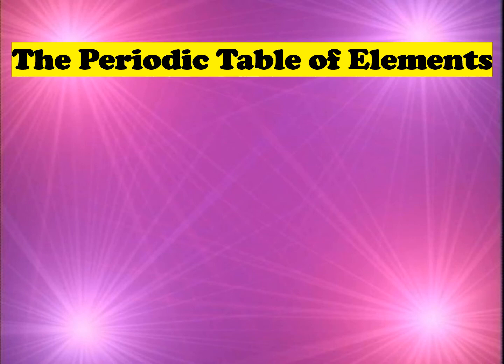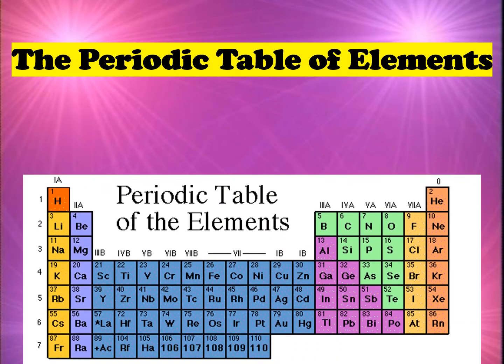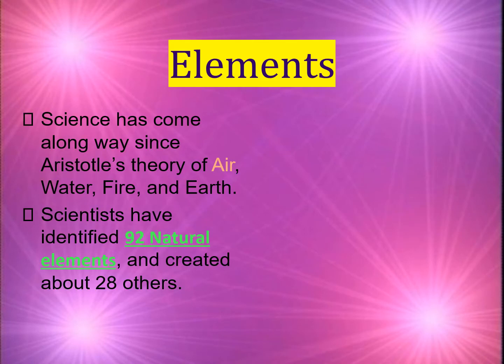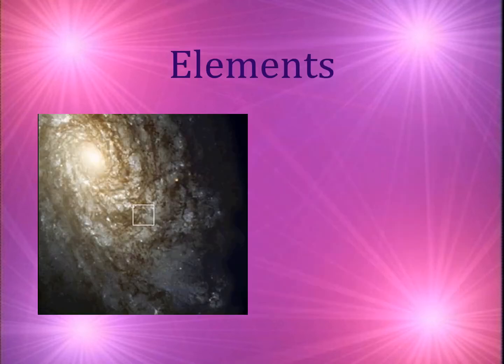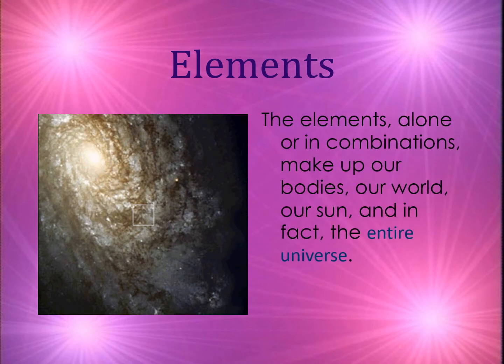The periodic table of elements. Elements. Science has come a long way since Aristotle's theory of air, water, fire, and earth. Scientists have identified 92 natural elements and created about 28 others. The elements alone or in combinations make up our bodies, our world, our sun, and in fact, the entire universe.